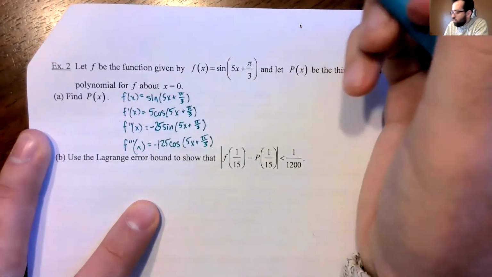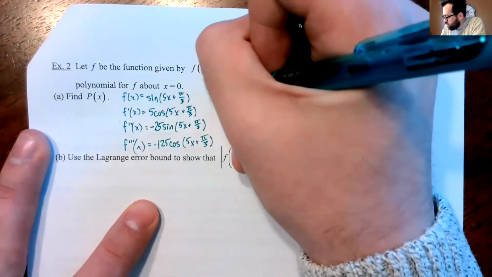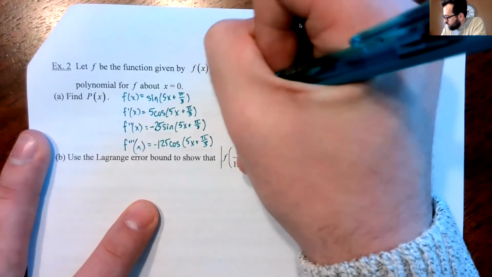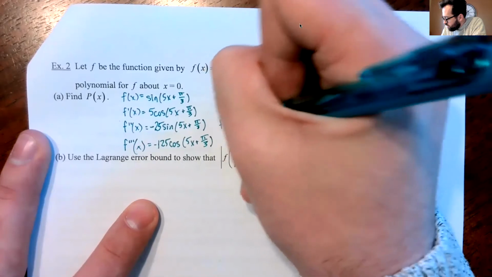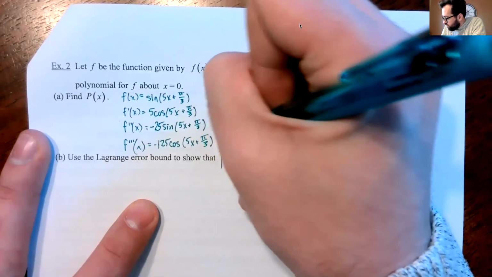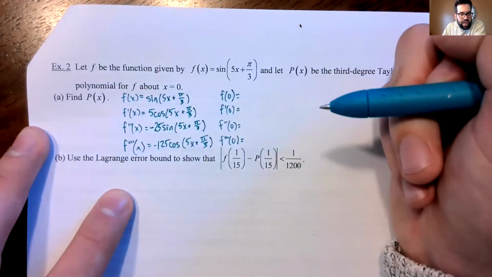All right, then I need to be plugging in 0. So we're going to have f of 0, f prime of 0, and so on. You should be hopefully used to doing this by now. So we're plugging in 0 for all of the x's.